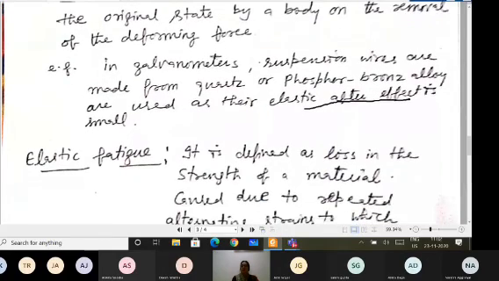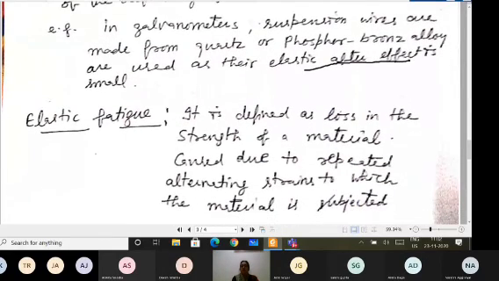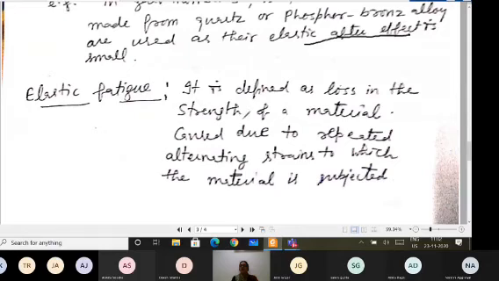Similarly, the next term with you is elastic fatigue. Like if I take this wire and I turn it, I just make it straight, then turn it, then make it straight, this way if I keep doing, then what will happen? After some time it will break. So why? Because you are giving them repeated strains, repeatedly you are increasing the force, means you are applying the stress, and thus what is happening?